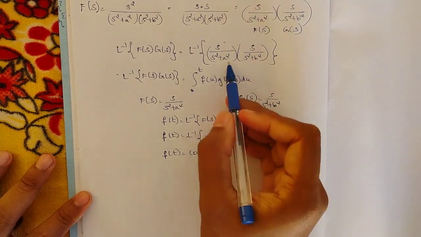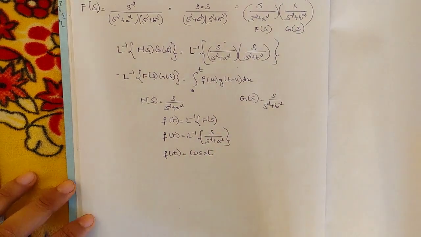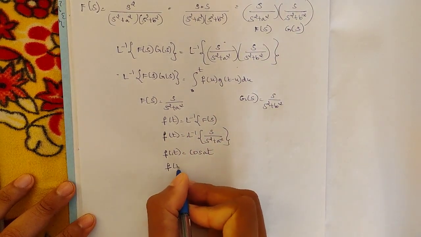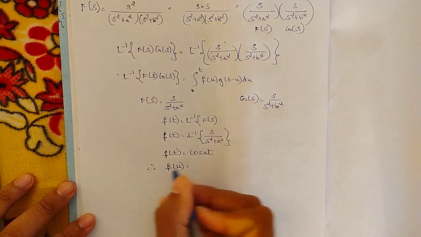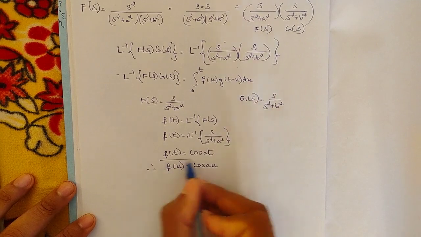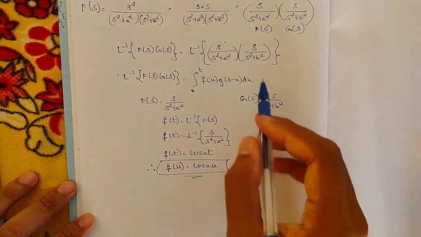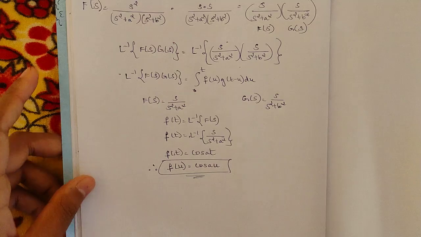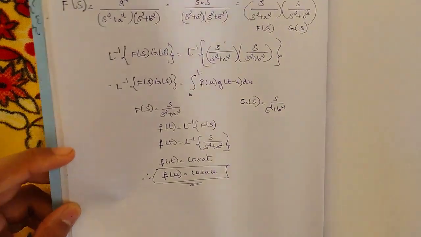Now in order to get f of u, just replace t by u. Therefore f of u is equal to cos a u. Wherever t is there, put u. So this is f of u. Similarly, try to find g of t minus u now.